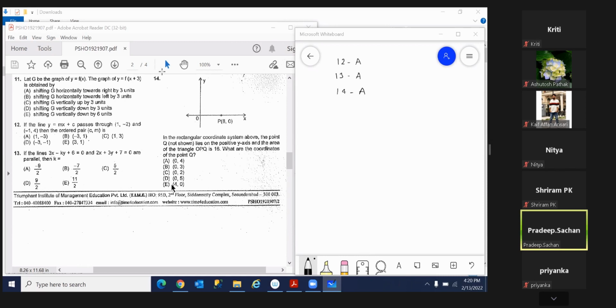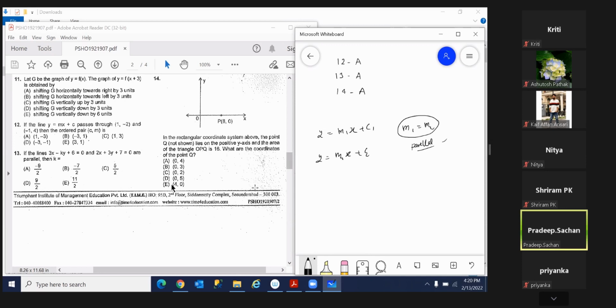Now I think 12 is simple, everybody would have done. 13th question we will take. What is the meaning of parallel line? Parallel line means the slope should be the same. If one line is m1x plus c1 and another line is m2x plus c2, so if m1 is equal to m2, then we say the lines are parallel.